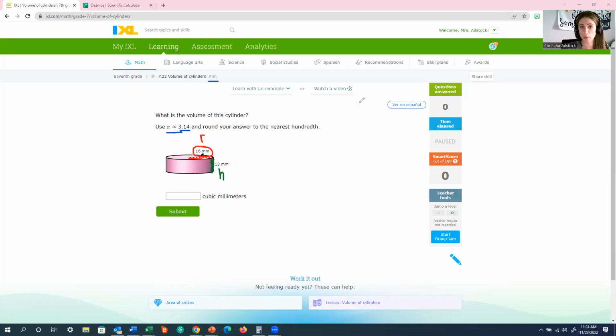Go ahead, take this moment and view your volume formula. And if you don't have that written down, make sure you pause the video or rewind and do so. So to find the volume of a cylinder, our formula is volume is equal to pi times radius squared times our height.